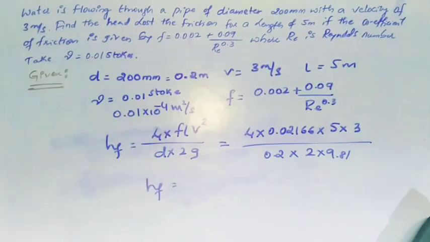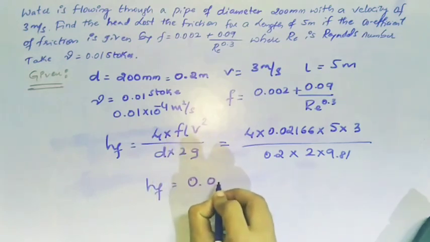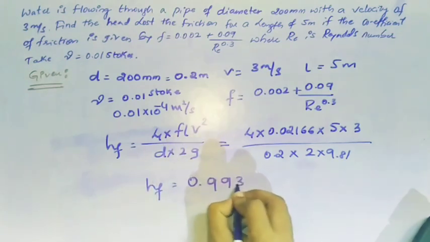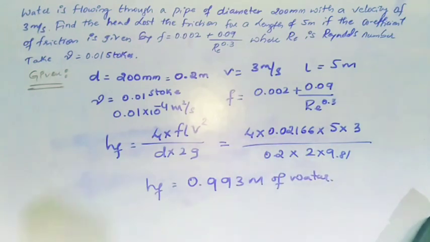If you simplify that, the hf value will be around 0.993 meter of water, because it is water flowing through that pipe. So the head loss due to friction in this problem by using the Chezy-Darcy equation is 0.993 meter of water. And these questions will be asked for 8 to 10 marks in your university examination.